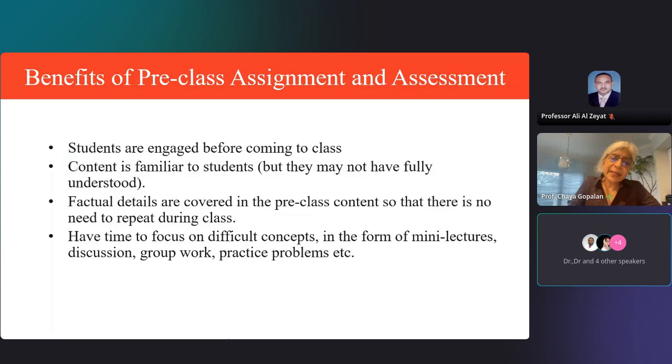Benefits of pre-class assignment and assessment: students are engaged before coming to class, so they know what they're going to be learning in class. Content is familiar to students, so they're willing to do more on the same ideas. Factual details are covered in the pre-class content. At least they can pick up those details easily, and there is no need to repeat them again. We have time to focus on difficult concepts in the classroom in the form of mini lecture, discussion, group work, practice problems, etc. So flipped teaching, mind you, is not to say you have to get rid of lectures, but minimize them to the level where concepts are difficult and students need to hear them once or more all over again. Next slide, please.